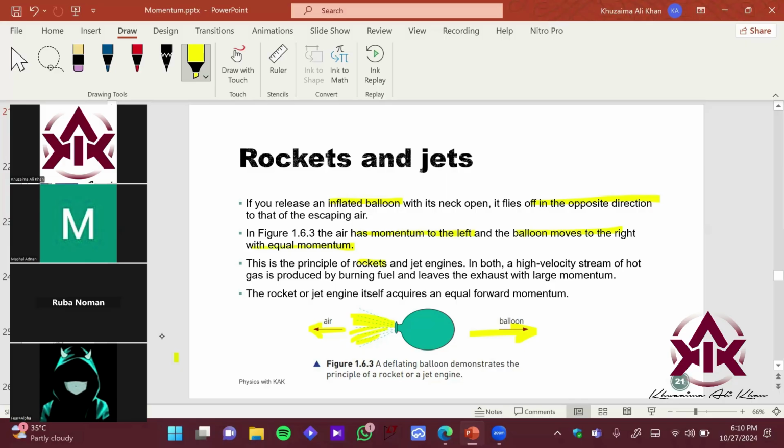This is the principle of rockets and jet engines. In both, a high velocity stream of hot gas is produced by burning fuel, and it leaves the exhaust with large momentum. That gives the rocket an equal forward momentum, which causes the rocket to accelerate upward, which we have seen in the example.